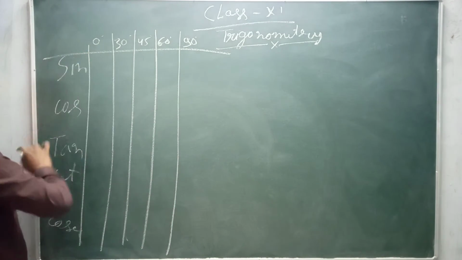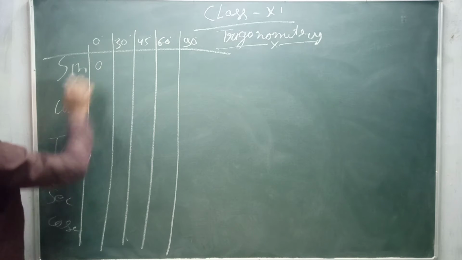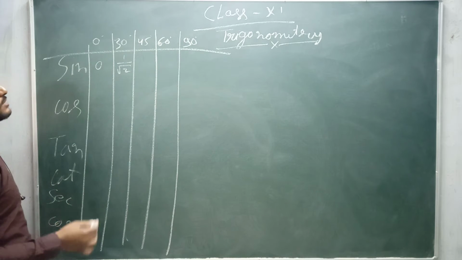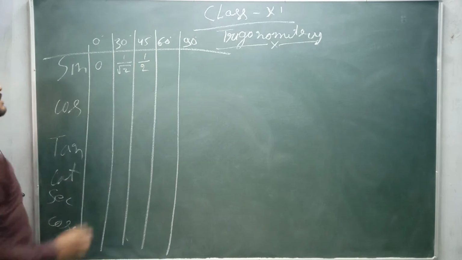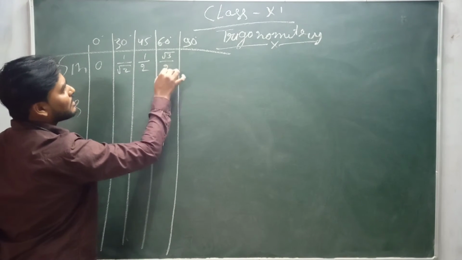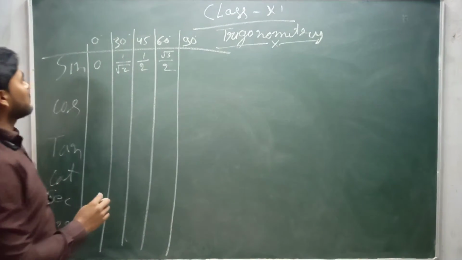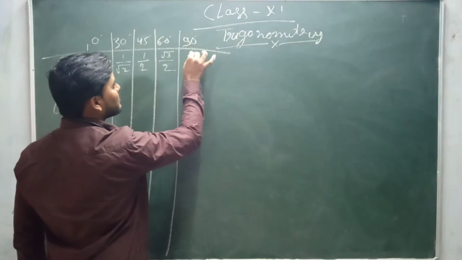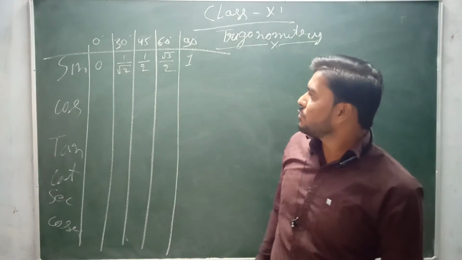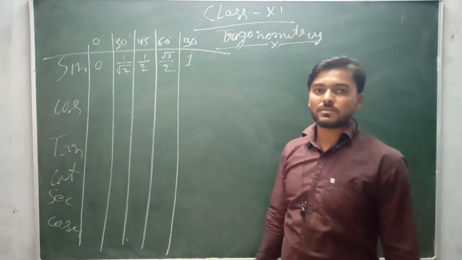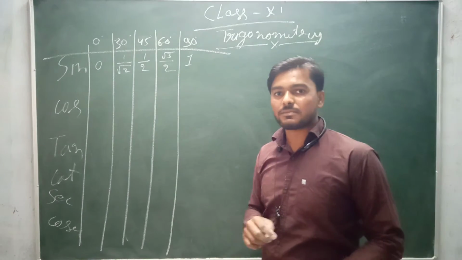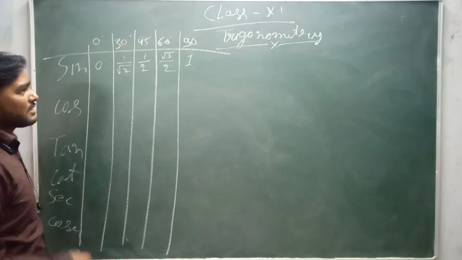Sin 0 value is 0, sin 30 value is 1 by 2, sin 45 value is 1 by root 2, sin 60 value is root 3 by 2, sin 90 value is 1. Now for easy learning, you learn the sin values. Each and every sin value you have to learn. After that, there is a trick.